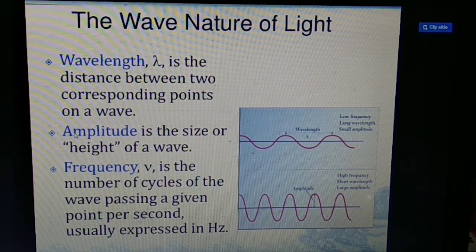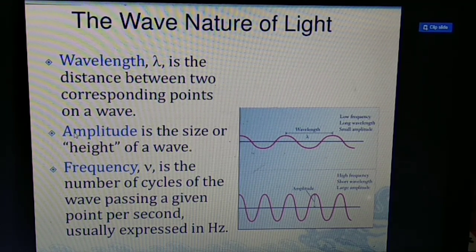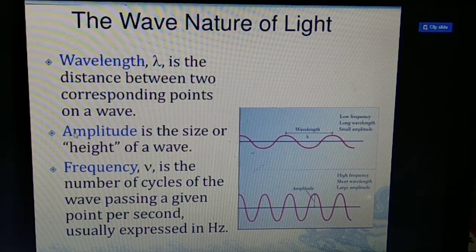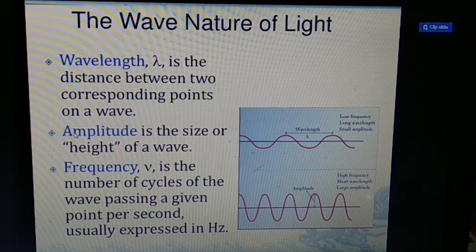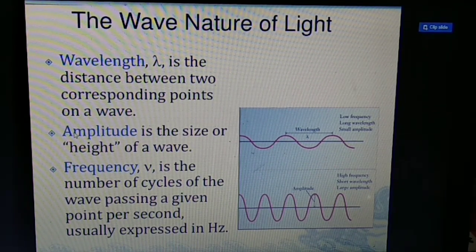Wavelength, it is the distance between two corresponding points on a wave. Amplitude, it is the size or height of the wave. What is frequency? It is the number of cycles of the wave passing a given point per second. Usually, it is expressed in hertz, according to scientist Hertz, H-E-R-T-Z, and hertz is equal to second inverse.